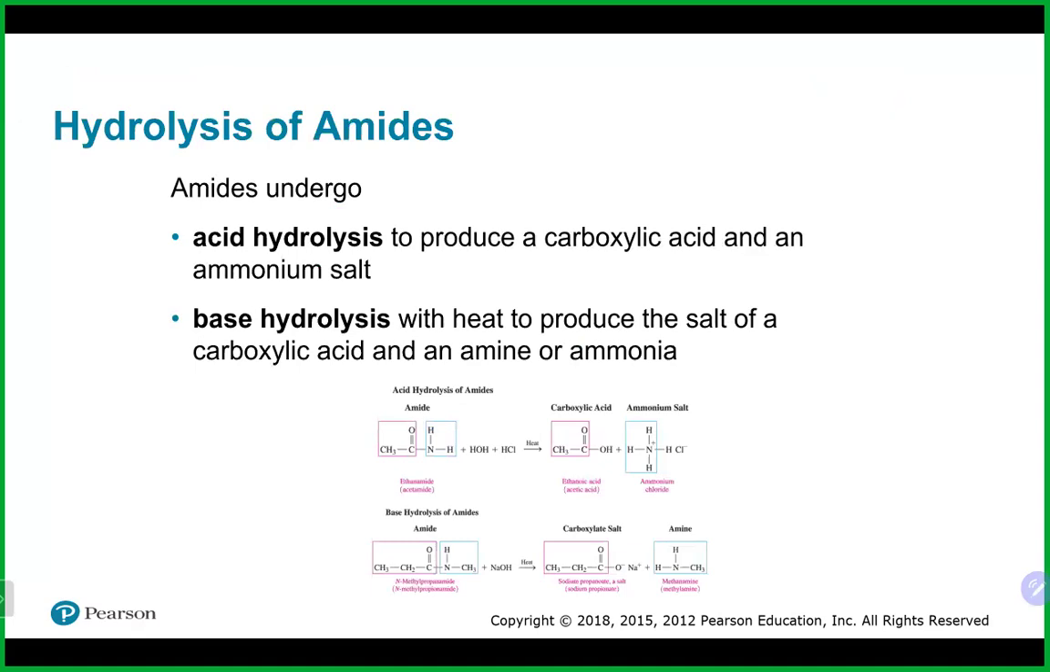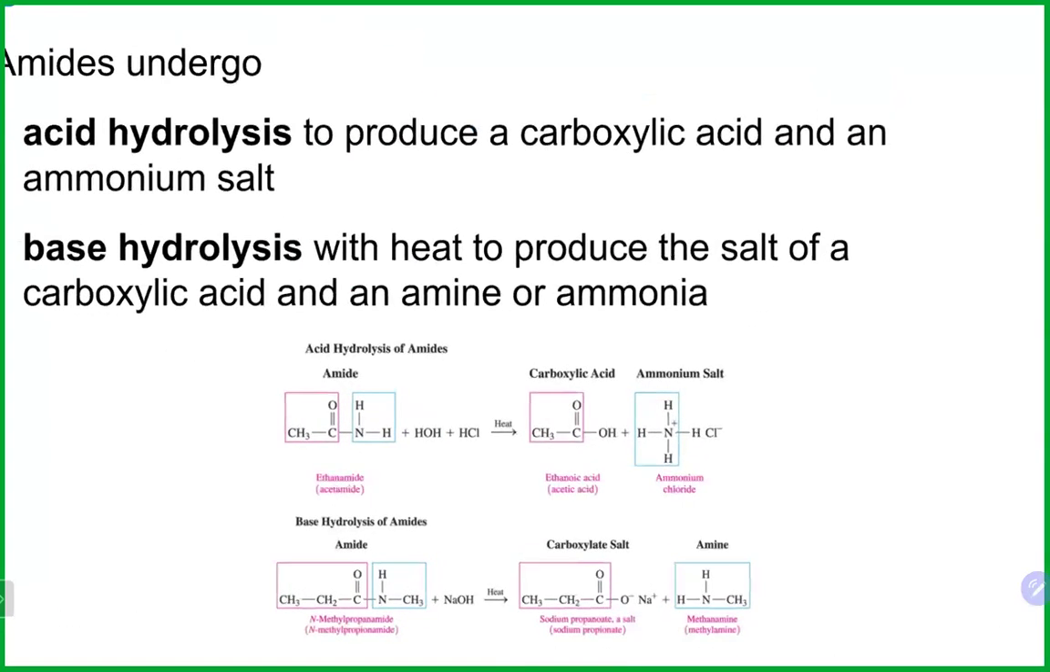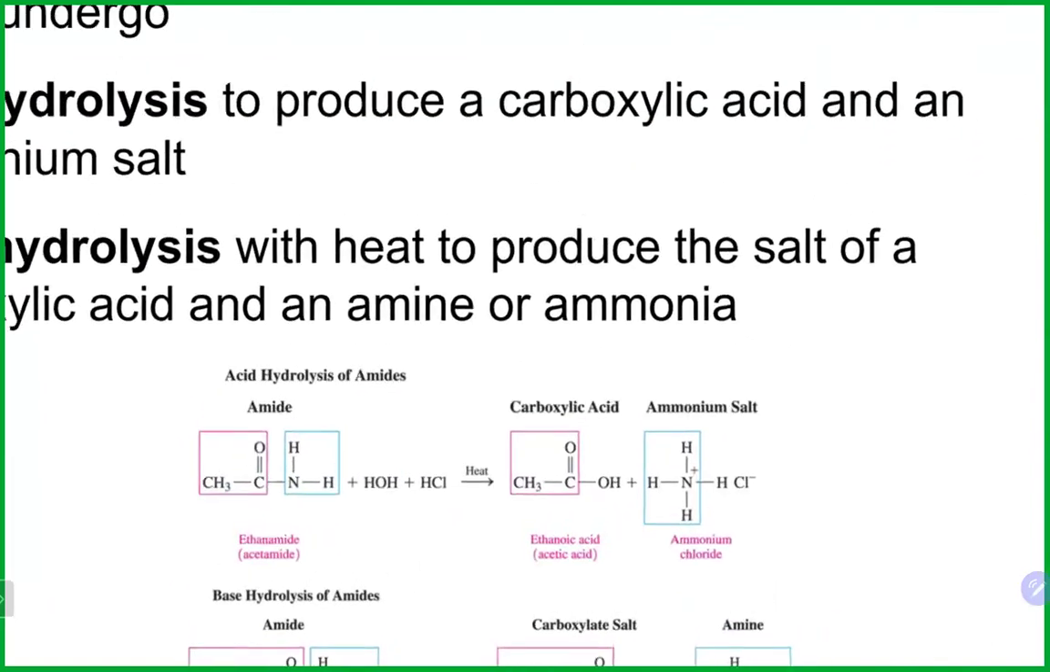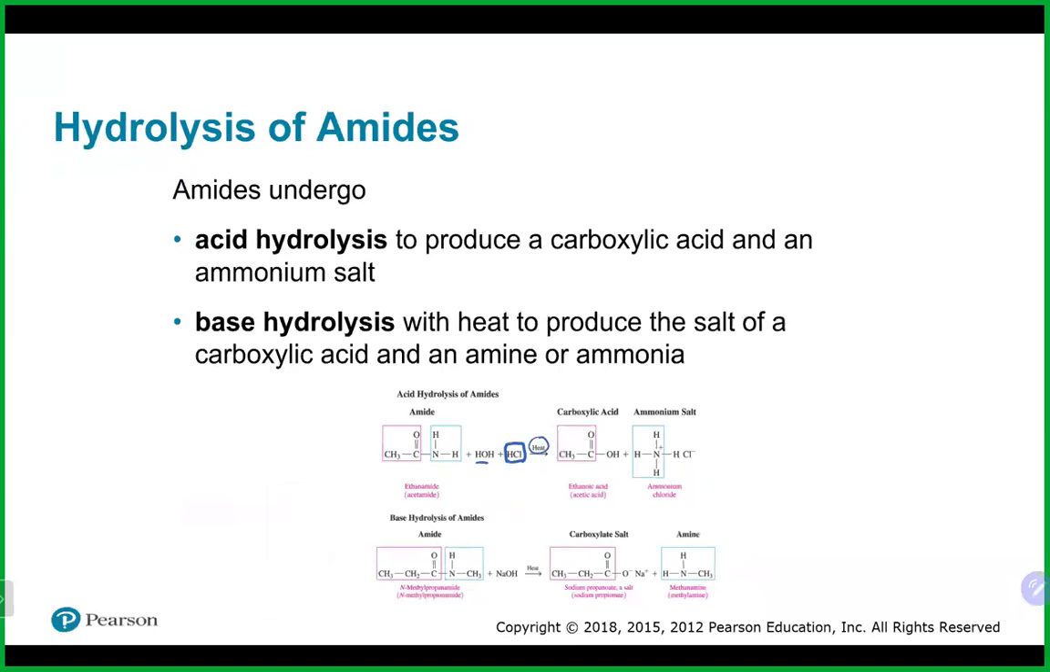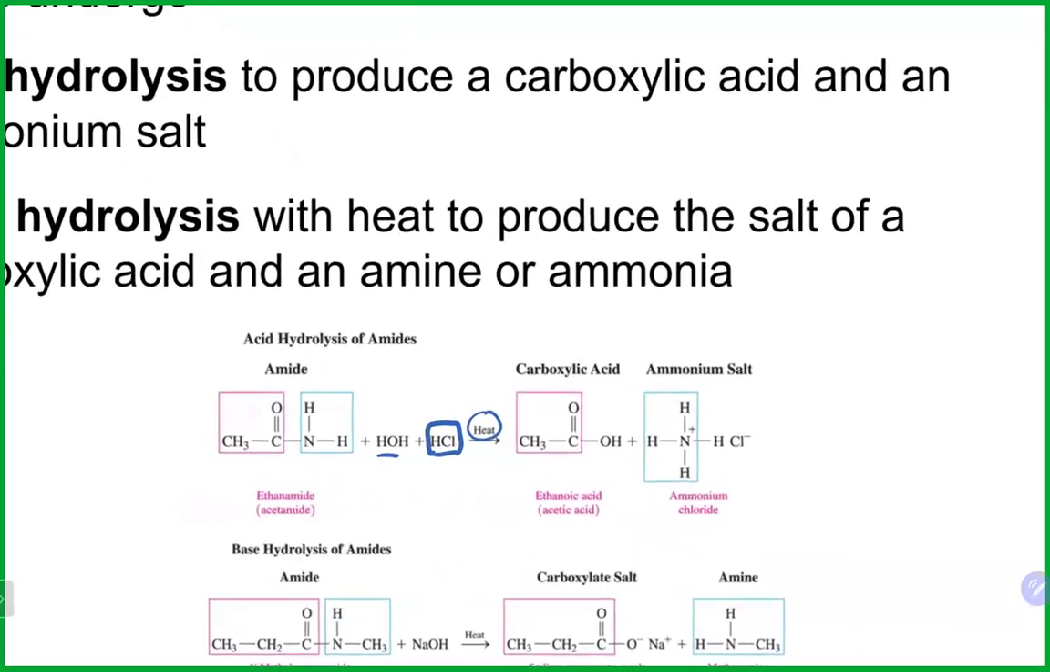Now let's talk about two reactions that amides undergo that you do need to know. One is kind of similar to what we saw when we talked about acid and base hydrolysis. So let's start with the acid hydrolysis. In this case, we're going to have some water and an acid involved and maybe a little bit of heat happening. And what's going to happen is we're going to basically break it apart. We took water out to make it, and to break it apart, we're going to put water back in.